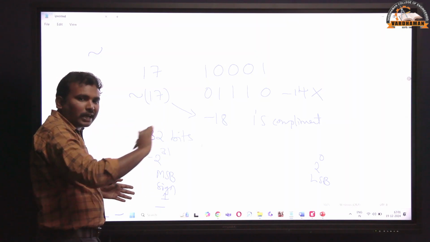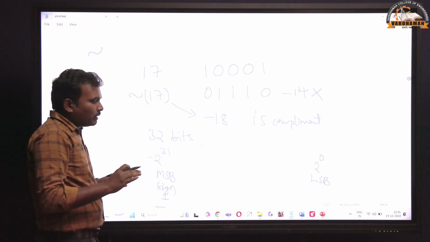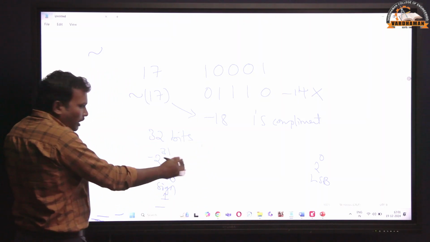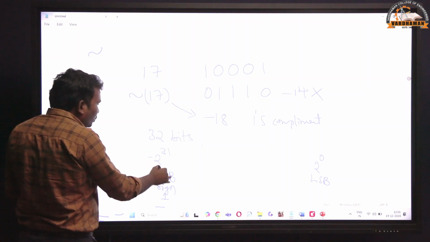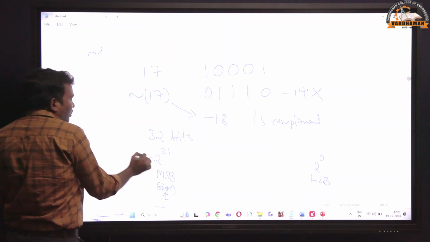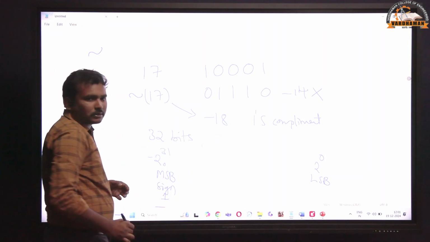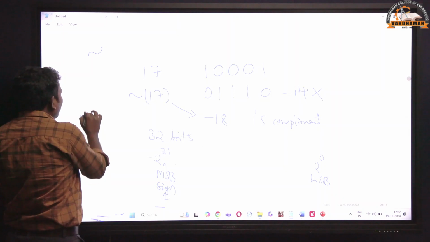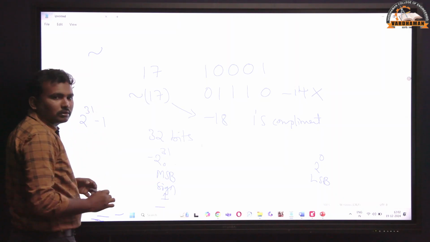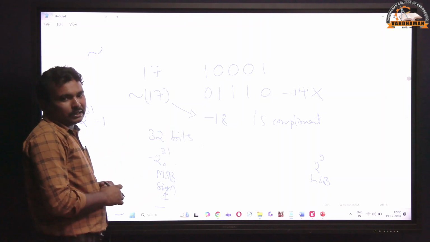So your entire value will become negative. Okay, so with this we can draw one more point to here. To get the maximum value, I should have 0 here and remaining all ones. So what is it equivalent to? 2 power 31 minus 1. 2 power 31 minus 1 is the maximum value we can get.